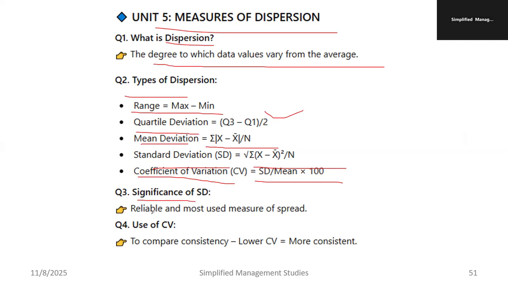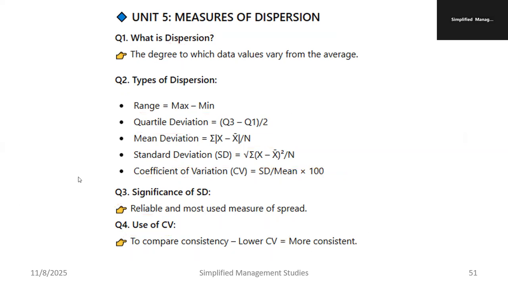Significance of standard deviation: it is used for measurement of spread, and it is reliable. So you can identify the relation between the data using the standard deviation. Use of CV, that is coefficient of variation: compare the consistency. The lower the CV, the more consistent. So these are the important questions from module number 5.